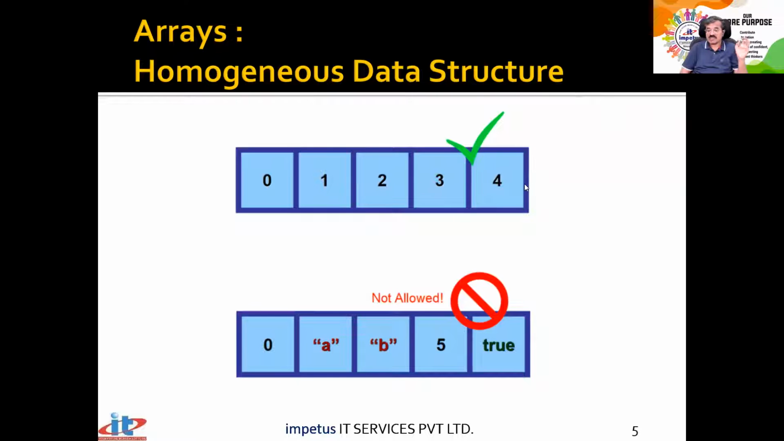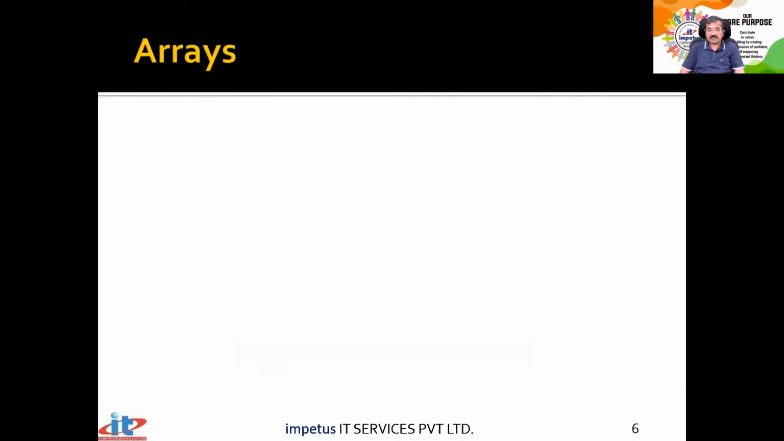That means all elements which are clubbed together inside the array, all are of same type. So when we have a group of variables and all variables are of same type, we call it an array. So array is a group of variables which are all of same type.